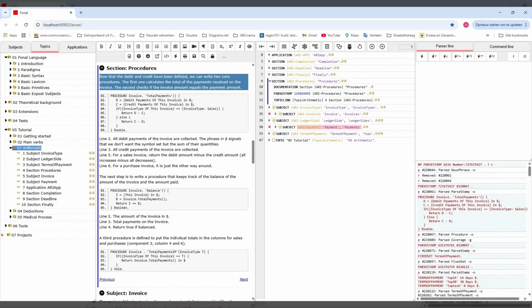Now that debit and credit have been defined, we can write two core procedures. The first one calculates the total of the payments received on the invoice. The second checks if the invoice amount equals the payment amount.